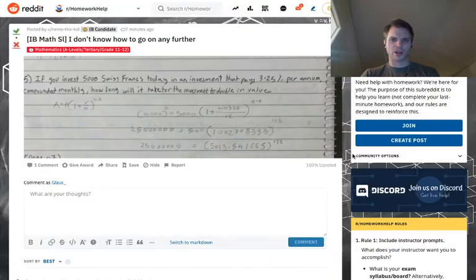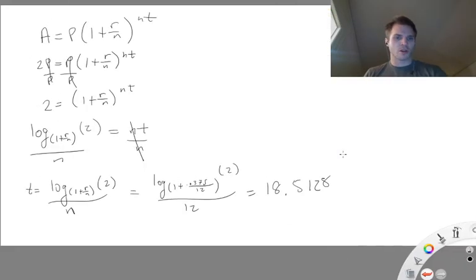But I think they want this in years. So we want to make sure that we round up. Well, okay, maybe not. So it's compounded monthly. So let's subtract 18 from that value, and then you get 0.5128-ish, and so we'll multiply that by 12, and that's 6.15 months. So we need 7 months. We should round up because it's going to compound at the end of that 7th month. So the answer is going to be 18 years and 7 months.